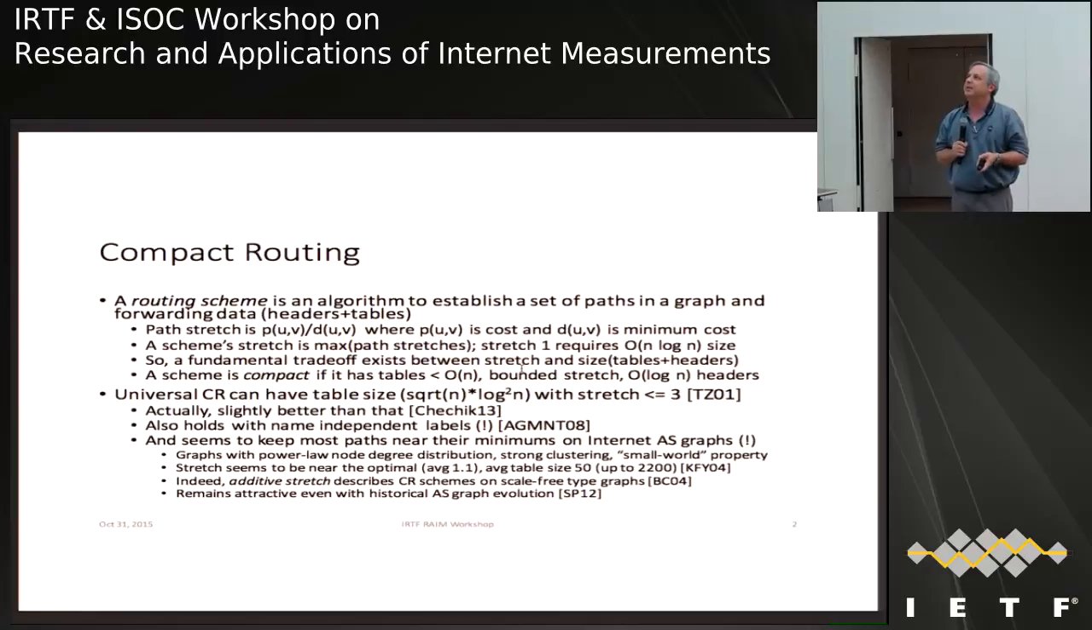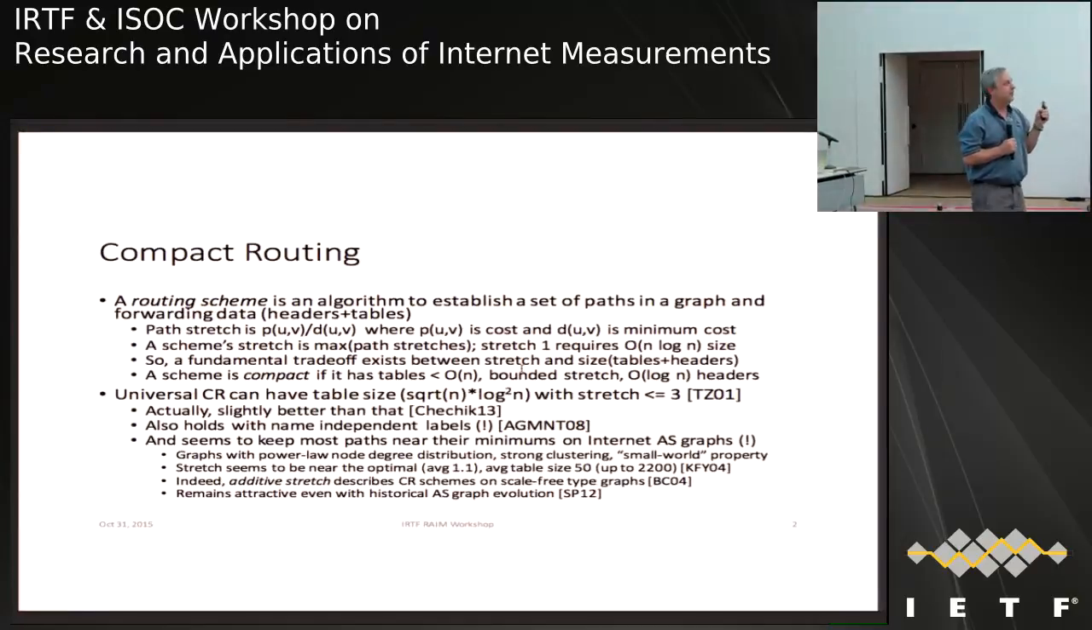A routing scheme is an algorithm to establish a set of paths in a graph and the forwarding data that goes with it. And the big trade-off is how much information do you put in nodes that are doing the switching versus how efficient is the path. Normally in the classic textbook, we learn about what's called stretch one routing, which finds shortest paths. But it turns out if you're allowed to relax that and you induce a metric that is the ratio between how much distance you take divided by the optimal path, you can get big gains in the reduction in the space of the table.